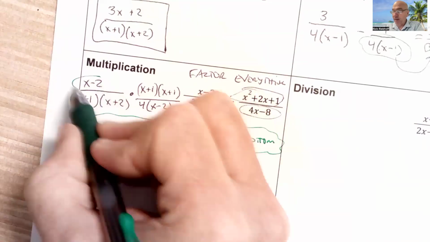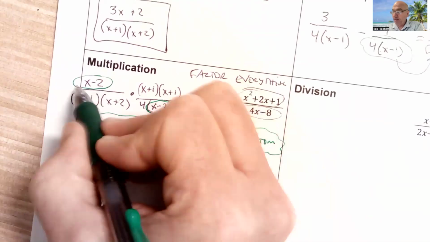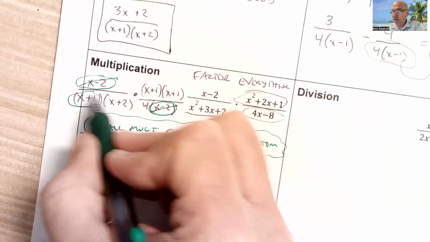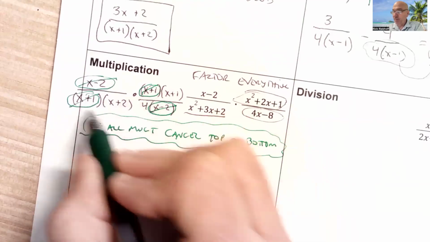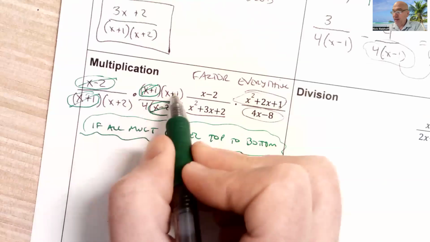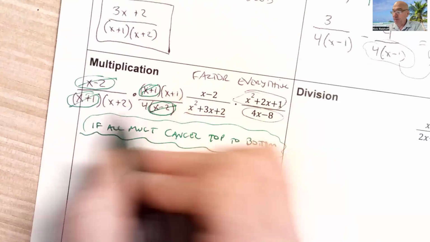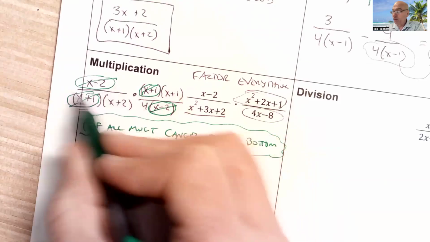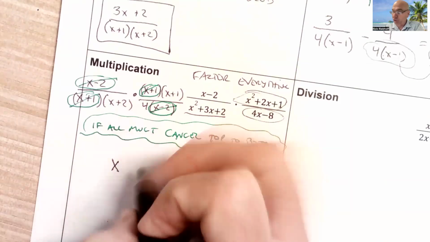So I see an x minus 2 on the top. I see an x minus 2 on the bottom. Those can cancel. I see an x plus 1 here. I see an x plus 1 here. I can cancel top to bottom. And is there anything else I can cancel? Is there an x plus 2 in the top somewhere? Nope. Is there an x plus 1 in the bottom somewhere? Not anymore. I already used one. Is there 4 up here? Nope. So we're done.